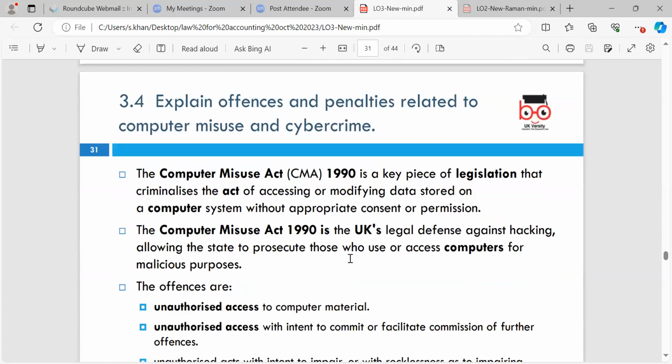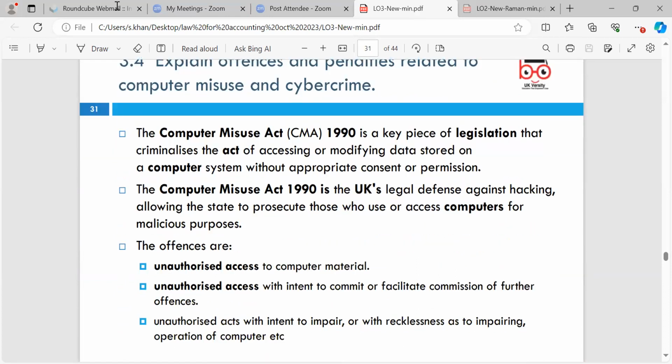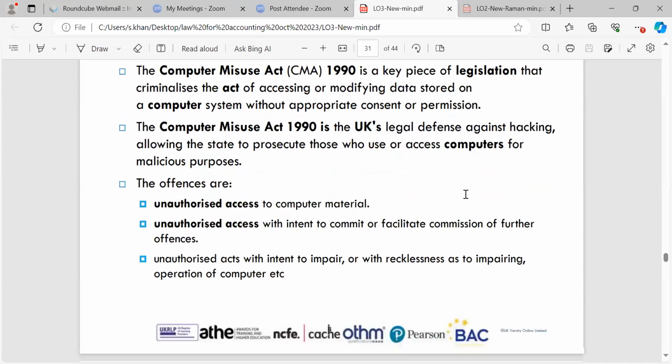3.4, explain offences and penalties related to computer misuse and cybercrime, and that's a big concern with all the AI stuff as well. The Computer Misuse Act, CMA 1990, is a key piece of legislation that criminalises the act of accessing or modifying data stored on a computer without appropriate consent or permission. The Computer Misuse Act 1990 is the UK's legal defence against hacking, allowing the state to prosecute those who access computers for malicious purposes.